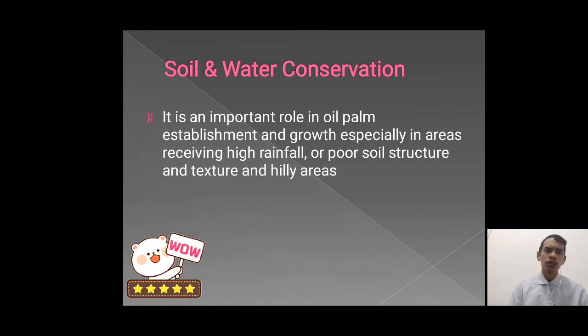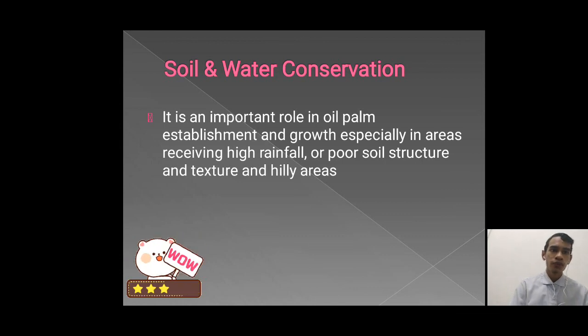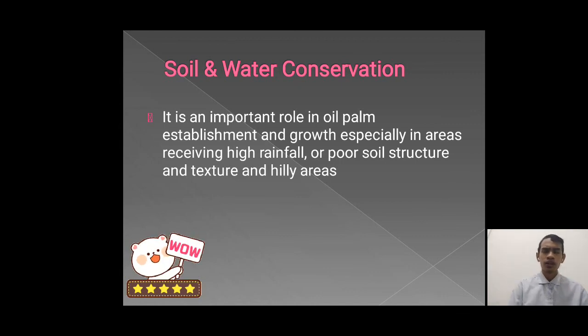Next is soil and water conservation. It has an important role in all farm establishment and growth, especially in areas receiving high rainfall or with poor soil structure and texture and hilly areas. So, as we know, Malaysia is one of the countries that has rain almost every year, and the annual rainfall is about 2,500 millimeters per year. So this is one of the important parts for us to make sure that the plantation is in good condition.